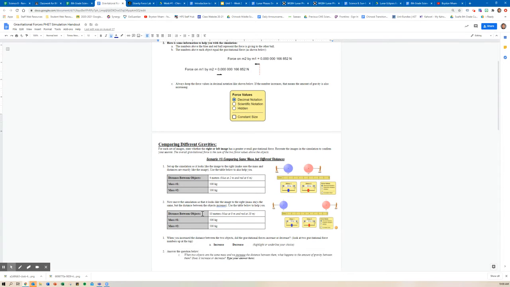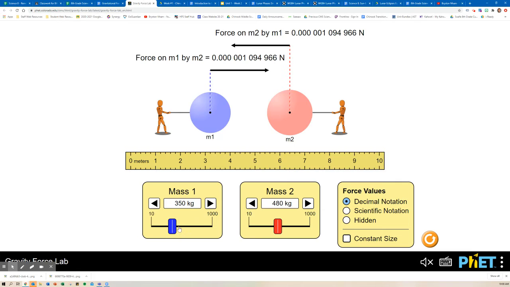So scenario one, this is how you're going to set it up. You're going to set up the simulation like the image on the right. You want to set the masses both to 500 and the distance about 4 meters: blue at 2 meters, red at 6 meters. So let's go and do that now.